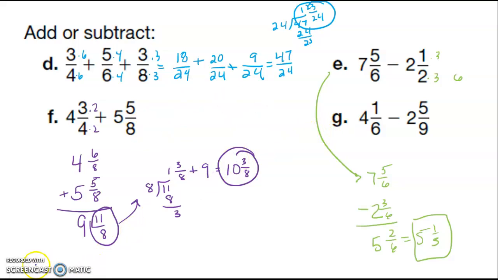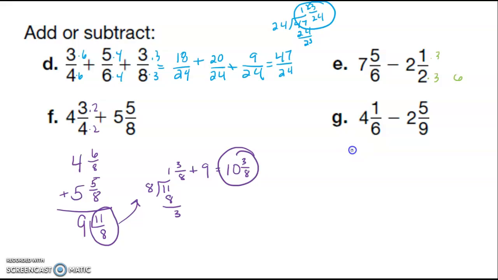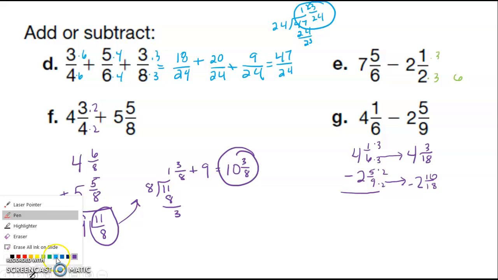And then G, hold on, I'm going to erase. So I have 4 and 1/6 minus 2 and 5/9. Let's see, 18. Let's try 18. So this is going to be 4 and 3/18. So this is times 3 and times 3. And this is going to be minus 2, times 2, times 2, and 10/18. Now I have to borrow because 10 is larger than 3.